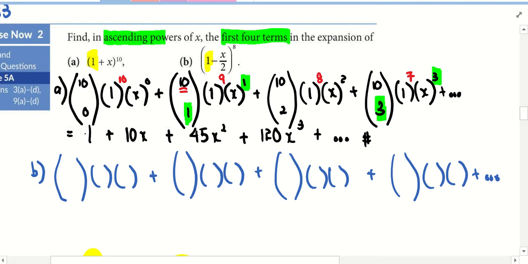Alright, so now I'm going to do part B. As usual, they only want the first 4 terms. I draw 4 sets of 3 brackets. Fill in the blank. What is the power here? For part B, what's the power? 8. So, 8 choose 0, 8 choose 1. You see, I'll do it very fast. After that, fill in the blank for the 8 choose 3. Fill in the blank for the first bracket, which is 1. Fill in the blank for the second bracket. Be careful, it's negative x over 2.